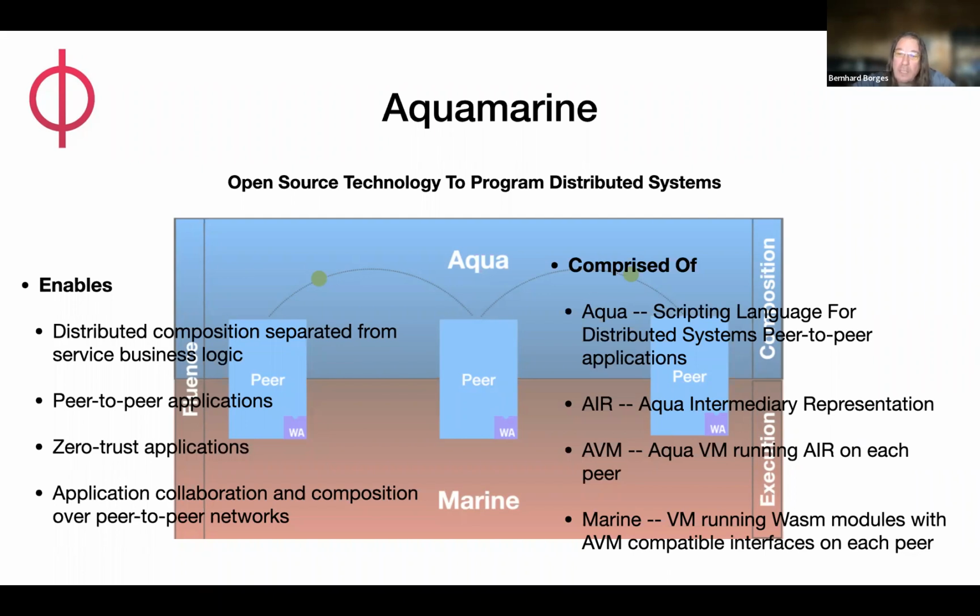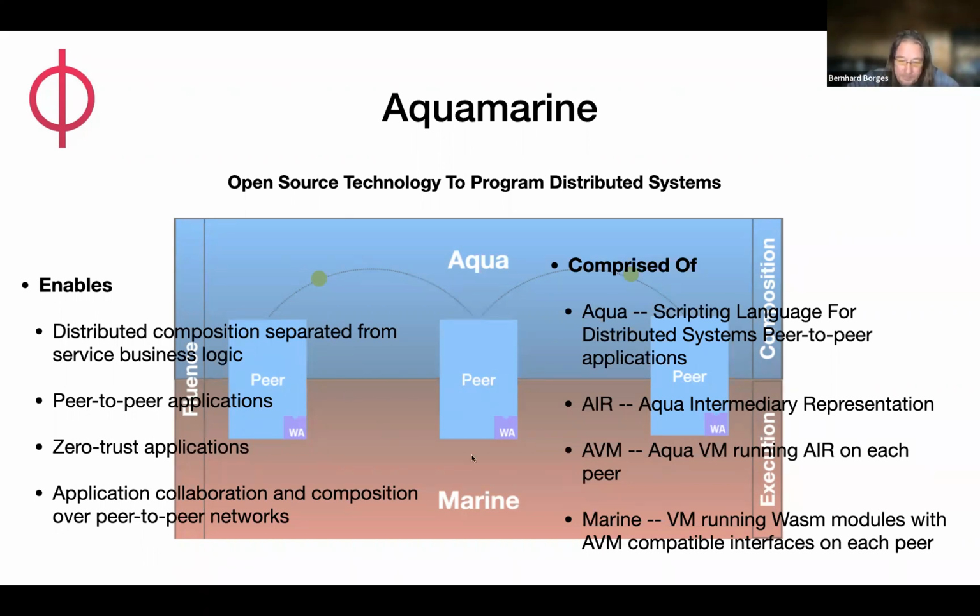Each node in the peer-to-peer network runs an Aqua virtual machine. And that is actually how the data push model we're employing, which is very different from the traditional request-response model, we'll get to that in a minute, is facilitated.